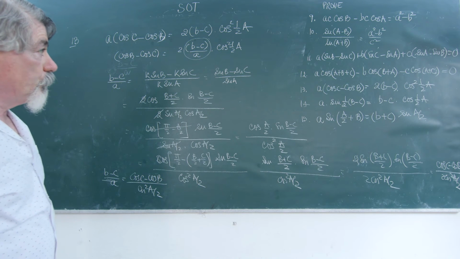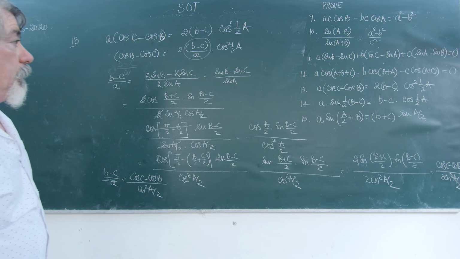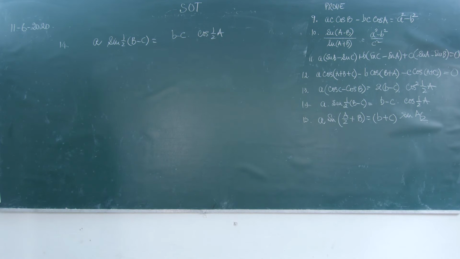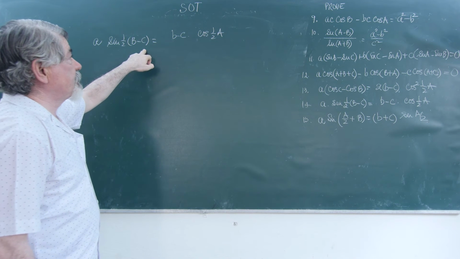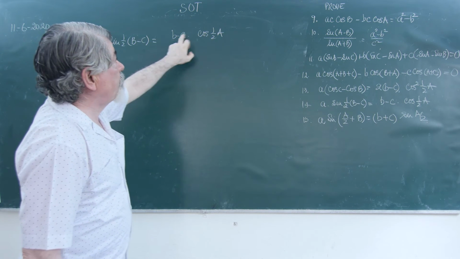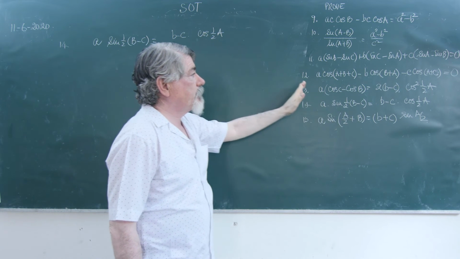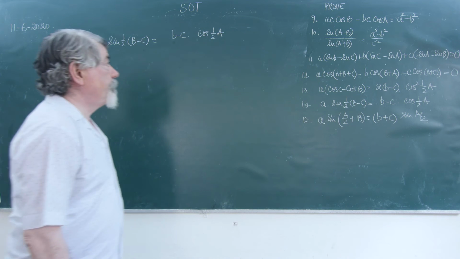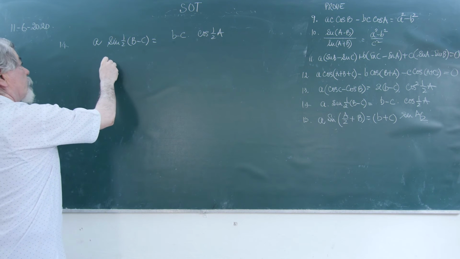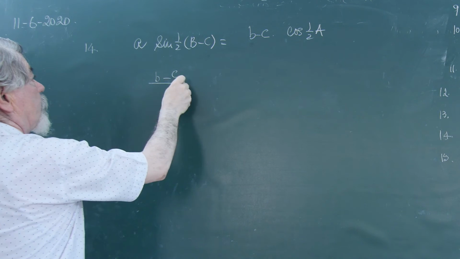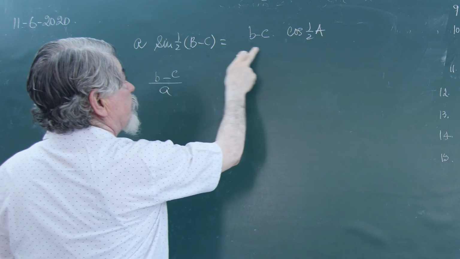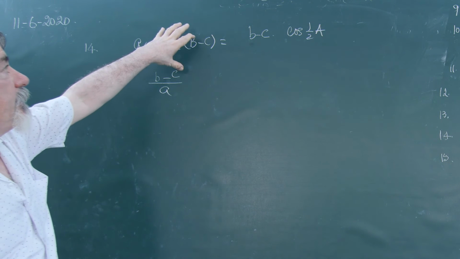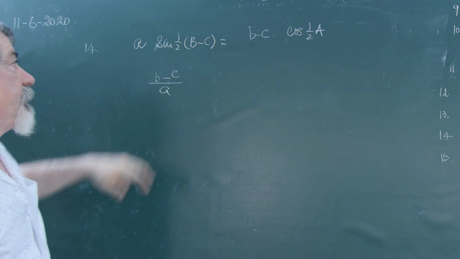Now let us do question number 14 and 15. The next question is a sine half (b minus c) is equal to (b minus c) upon cos half a. It's something similar to the previous question, and we told you how we are going to do it. I'm going to solve (b minus c) upon a, and try to achieve this from that.